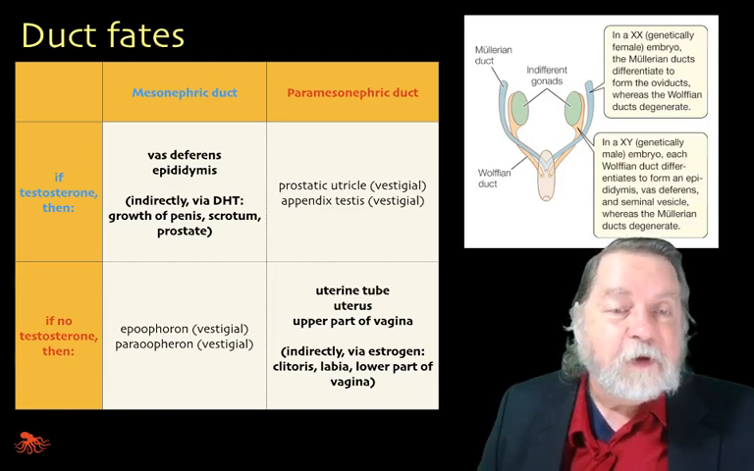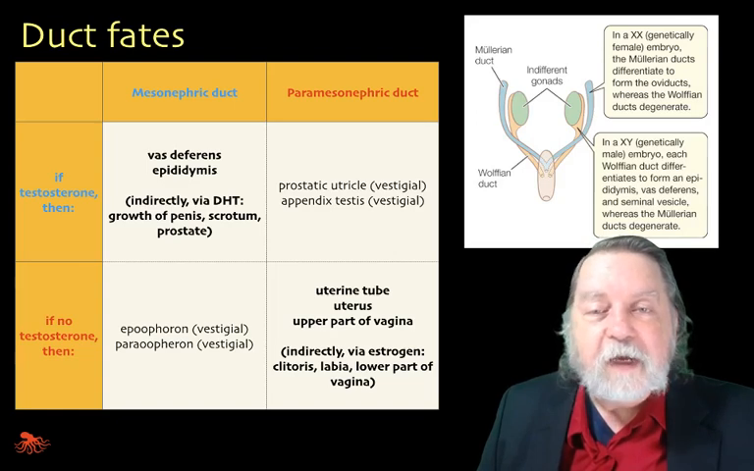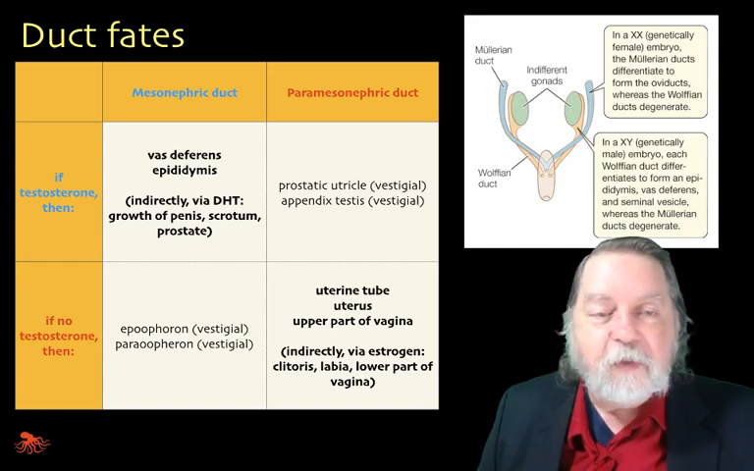Okay, what if there is no testosterone around? If there's no testosterone around, the mesonephric duct is going to go away. It's going to make that thing called the epoophoron and the paroophoron, both vestigial, just little traces left in a little bit of membrane there.